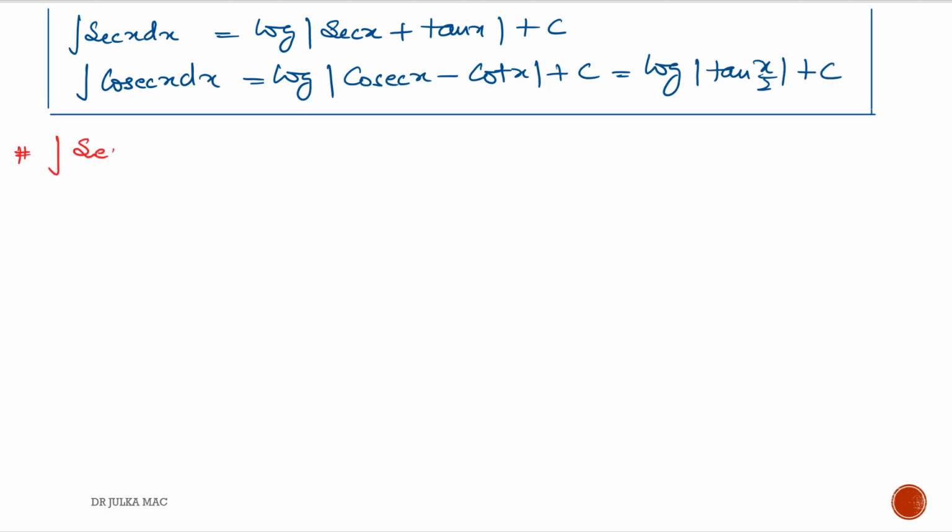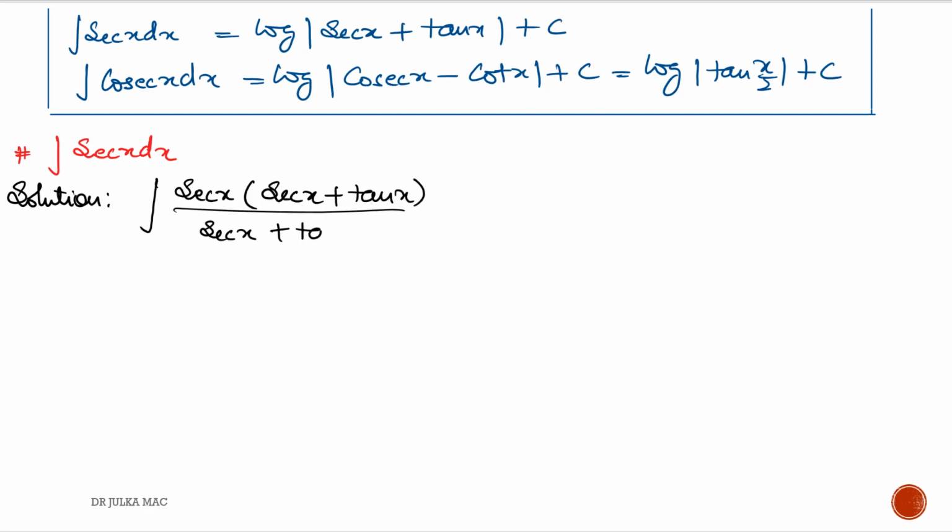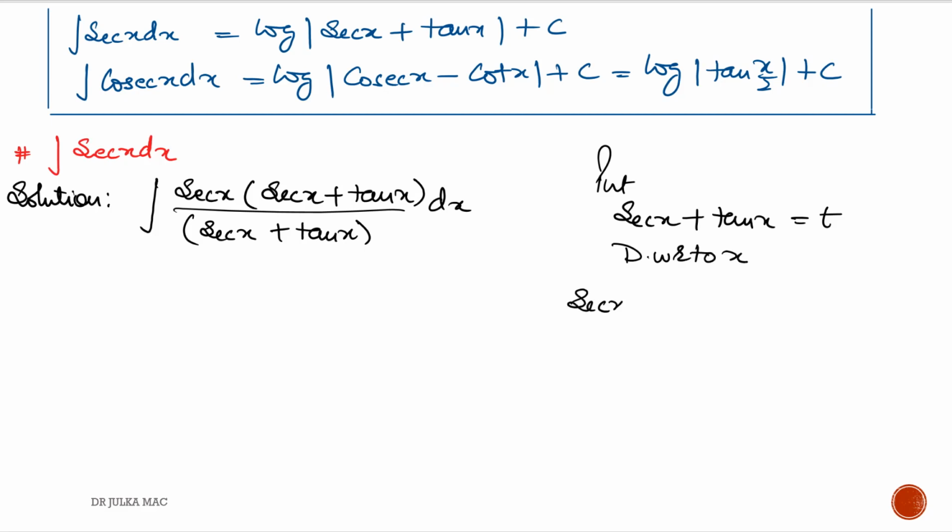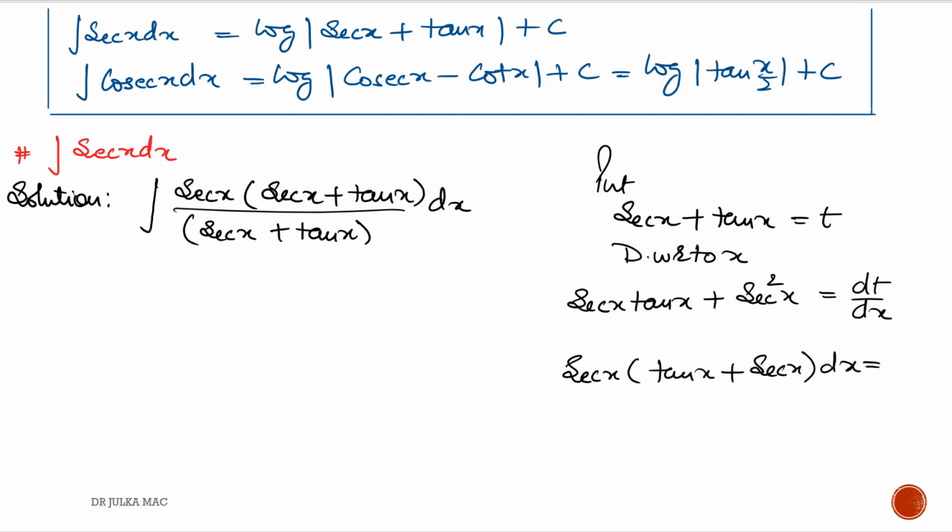First, integration of sec x with respect to x. Multiply numerator and denominator both by sec x plus tan x. Now put sec x plus tan x equals to t. Differentiate with respect to x both sides. Derivative of sec x is sec x tan x and derivative of tan x is sec square x, equals to dt by dx. Take sec x common. Tan x plus sec x dx equals to dt.